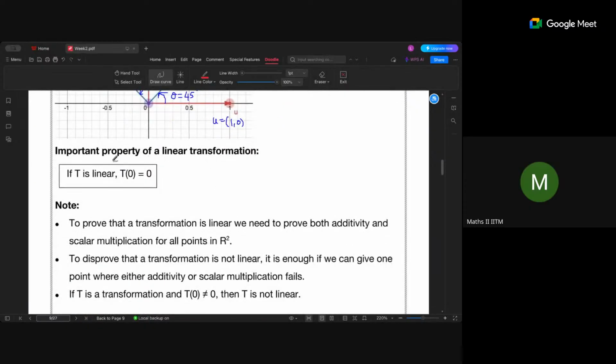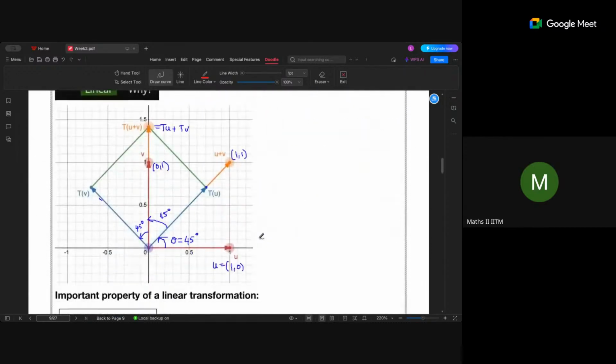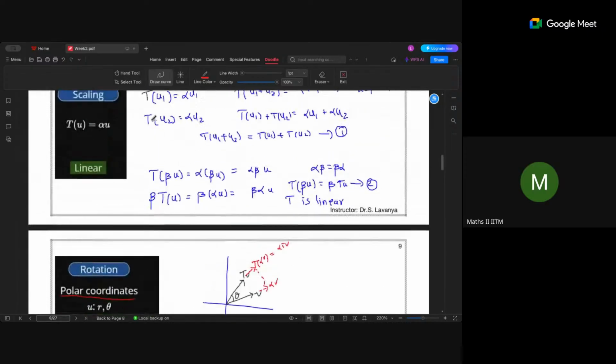Okay, so here is one important property of a linear transformation. If T is linear, then T of 0 is equal to 0. If you have a transformation from R2 to R2 and want to verify whether it is linear or not, the first step is to always check this one before verifying the two properties, addition and scalar multiplication. If the first property itself fails, then you need not go to the other. But if this holds, then you can check the other two properties.